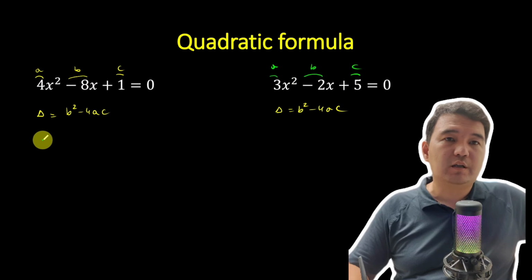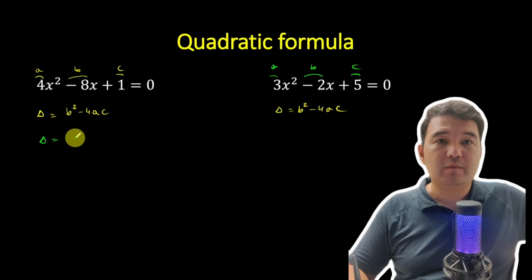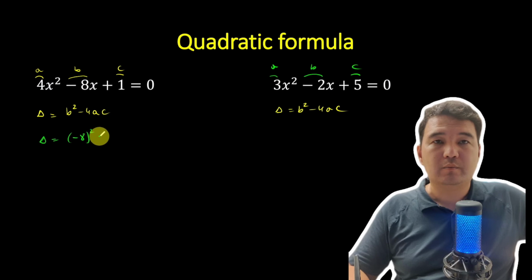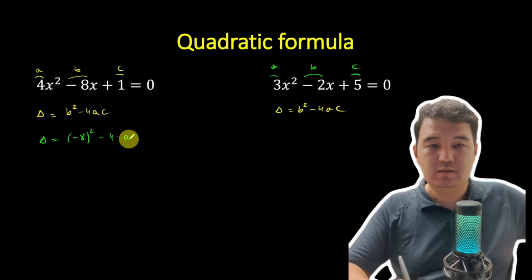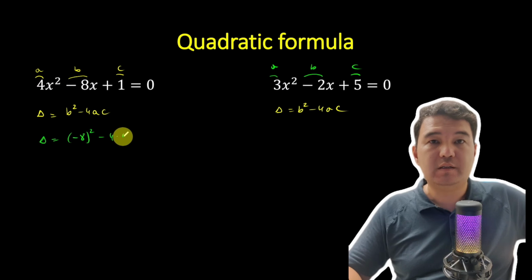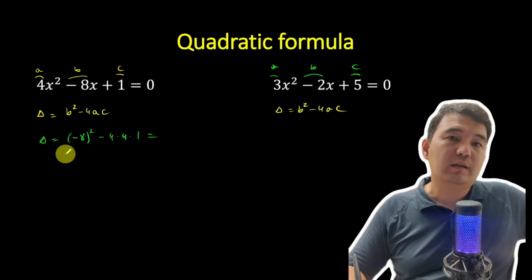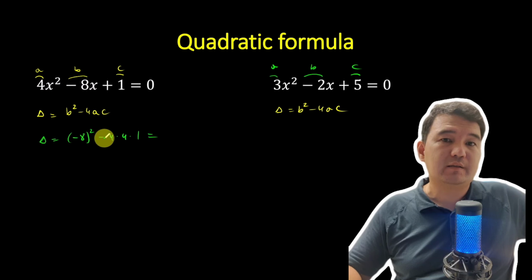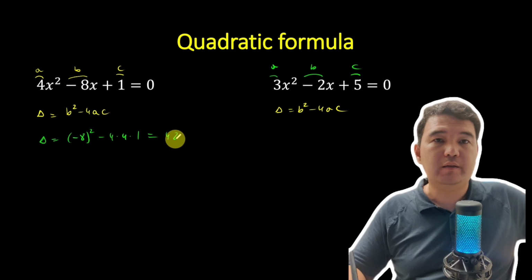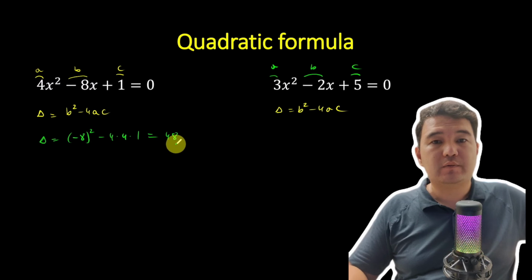So let's do the discriminant of the first one. b squared is negative 8 squared, minus 4 times a, which is 4, times c, which is 1. So negative 8 squared is 64, minus 16. That's going to be 48. So the discriminant of the equation is 48.